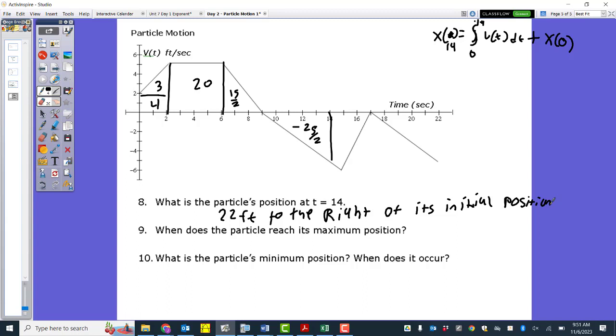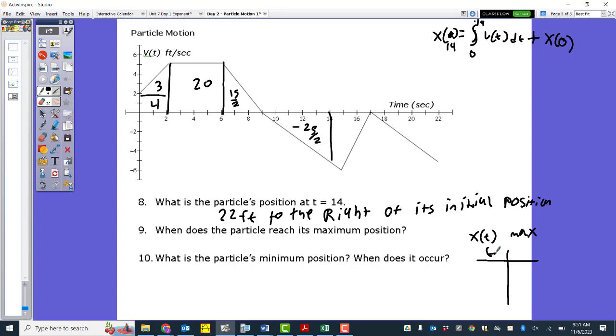When does the particle reach the maximum position? So when is position a maximum? This is going to be really interesting. All right? First off, we need to think about what we're looking for. We're looking for where x of t has a max. Well, that's an absolute max, so that means we're looking for both critical numbers and endpoints. And we're going to set up our table of values.